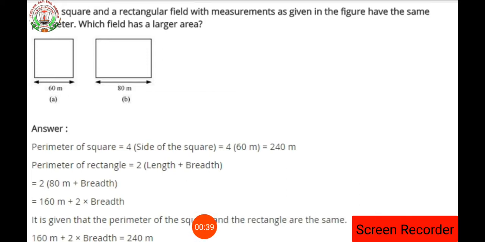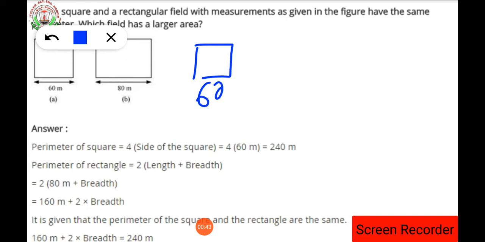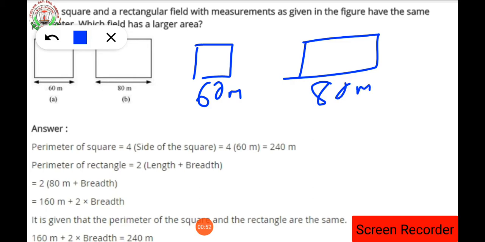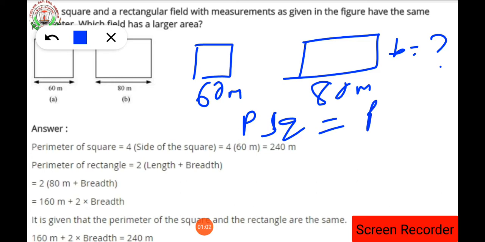So dear students, as I told you, the first figure will be the square, and one of its sides is 60 meter. The other will be a rectangle, its length will be 80 meter, while the breadth we have to find. One more condition is given in the question: the perimeter of the square is equal to the perimeter of the rectangle.